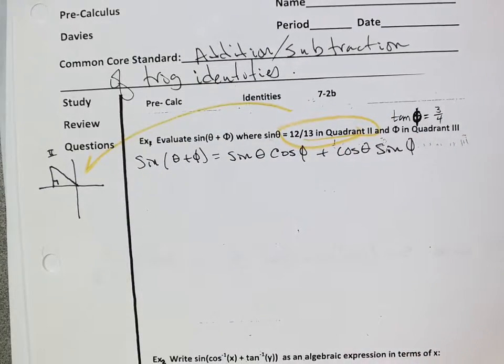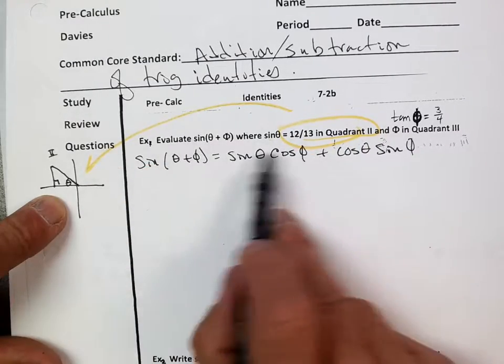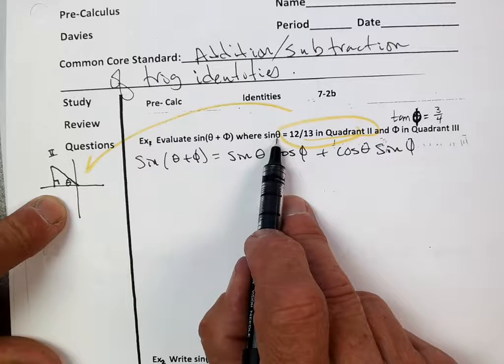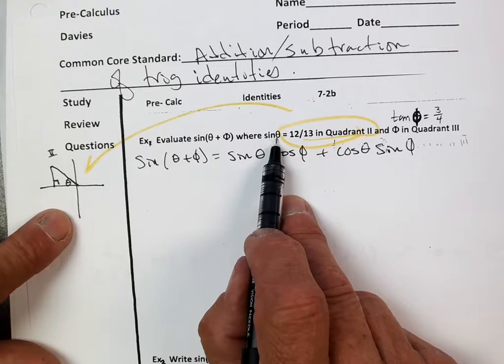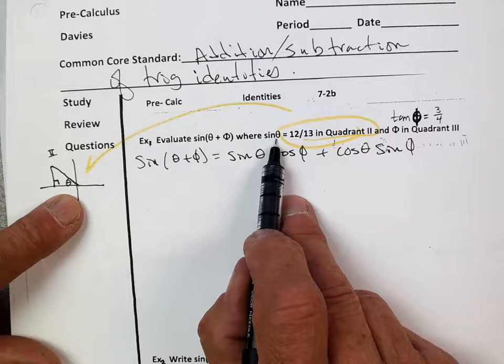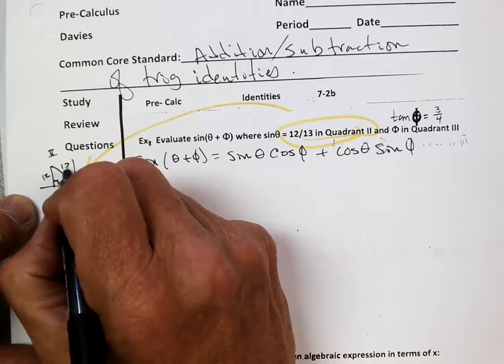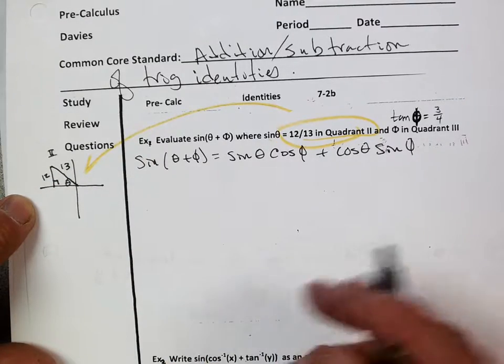Now, how do I build the triangle? Well, its angle is theta, sine of theta. So I'm going to build a triangle in quadrant 2. Its angle is theta, so I'll put a theta there in the triangle. And sine is opposite over hypotenuse, so I'm just going to put my 12 and my 13 there, right?